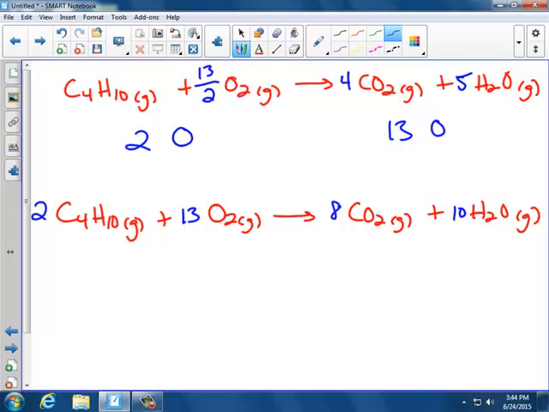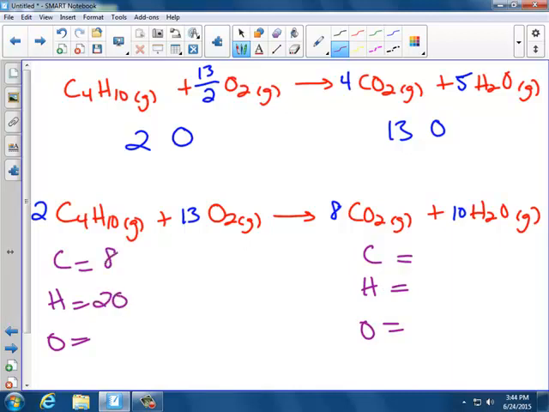Now let's look at this. So again, we have carbon, hydrogen, and oxygen. How many carbons do we have? Well, now we've got 2 times 4 is 8. 2 times 10 is 20 hydrogens, and 13 times 2 is 26 oxygens. We go over to the product side. We have 8 carbons. 10 times 2 is 20 hydrogens, and we have 8 times 2 is 16, and 10 times 1 is 10, so 16 plus 10 is 26 oxygens.